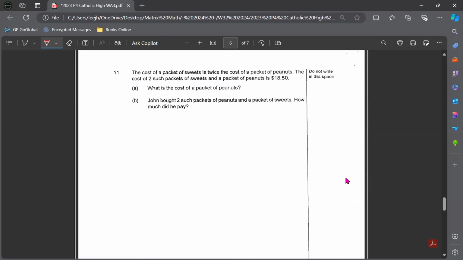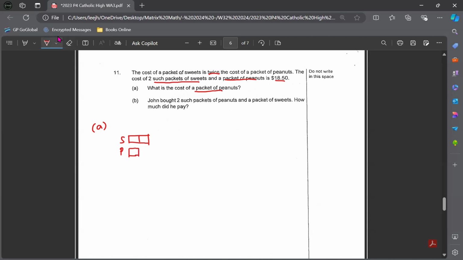Question 11. The cost of a packet of sweets is twice the cost of a packet of peanuts. The cost of 2 such packets of sweets and a packet of peanuts is $18.50. A is asking me for the cost of a packet of peanuts. So we're going to draw the model, okay? So it says here that a packet of sweets is twice of peanuts, right? So if I draw the sweets and peanuts, sweets is actually 2 units. Peanut is 1.